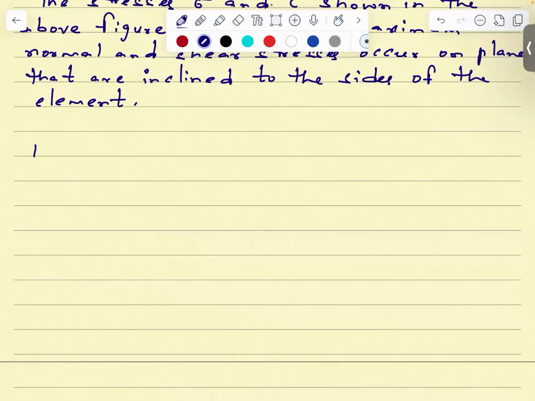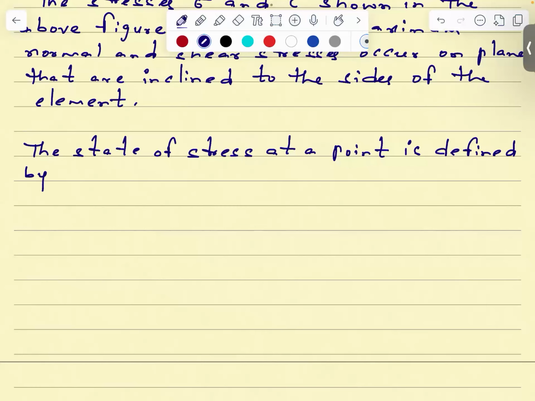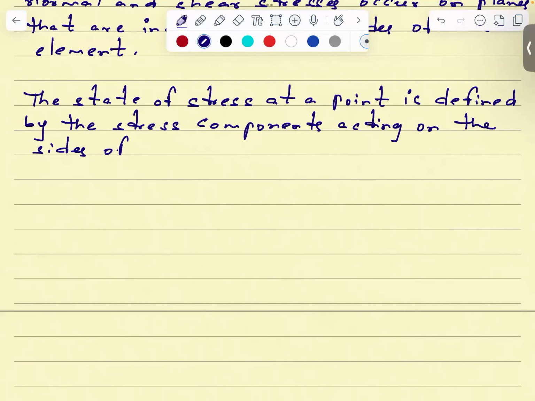This is a kind of definition only. The state of stress at a point is defined by the stress components acting on the sides of a differential element, a differential volume element, that encloses the point.